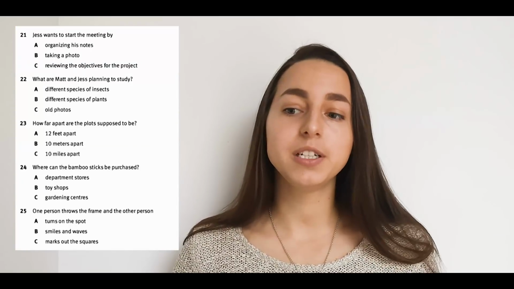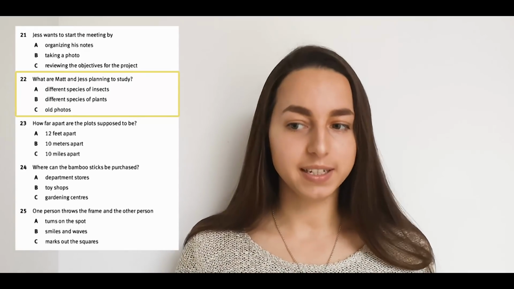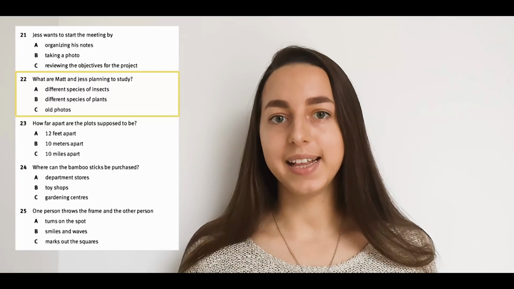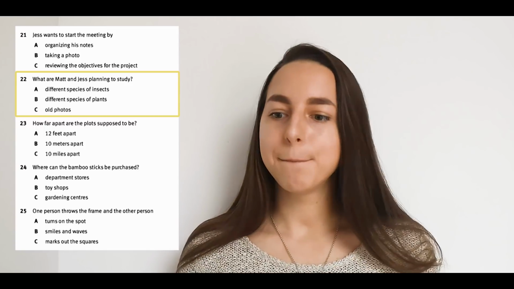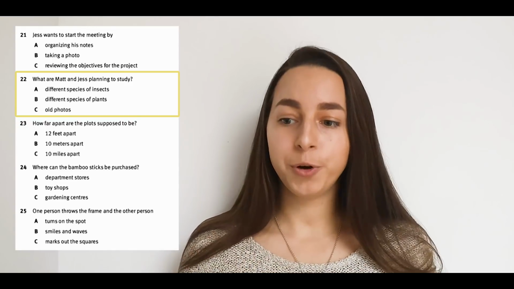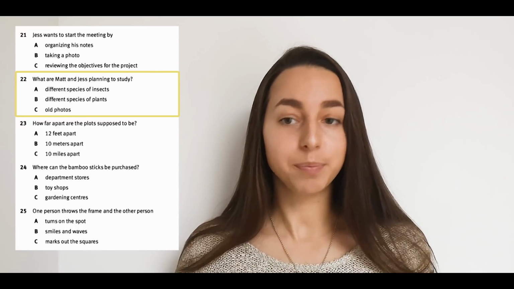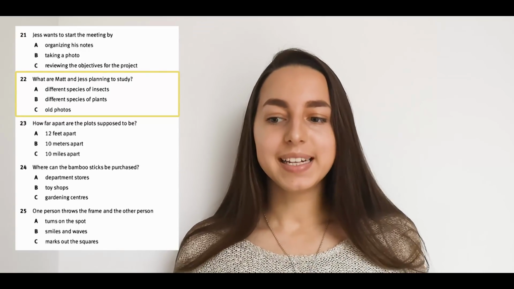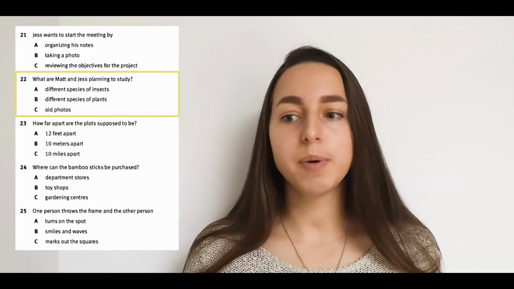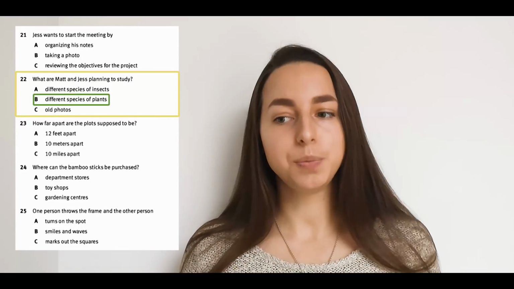Next, question number 22: what are Matt and Jess planning to study? A. Different species of insects. B. Different species of plants. Or C. Old photos. After Jessica said that she wants to review the objectives, Matthew says, yes, good idea. Okay, here we are. We need to record, photograph and identify the plant species in 10 one-square-meter plots. So they need to photograph, record and identify the plant species. It's not about planning to study old photos. It's not about species of insects. It's about species of plants.